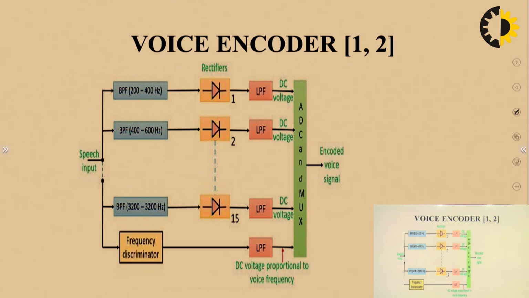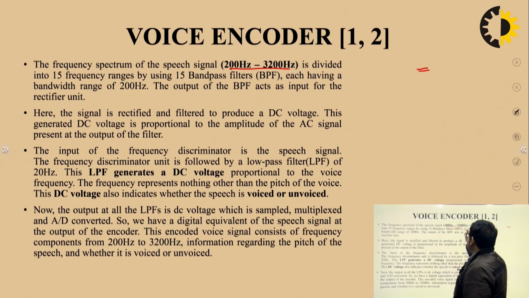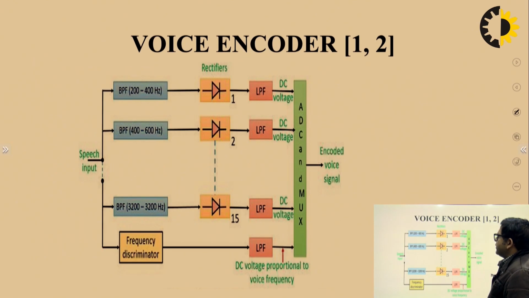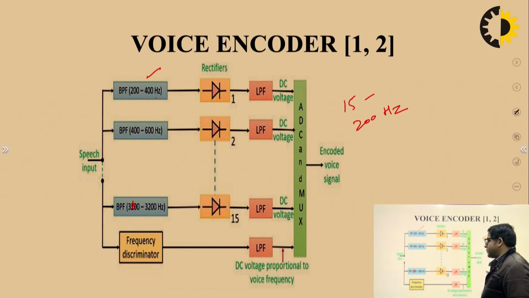Now, this is the basic block diagram of a vocoder, in which the entire human speech, which ranges from 200 Hz to 3200 Hz, is divided into 15 frequency bands, and each frequency band has a bandwidth of 200 Hz. As we have demonstrated here, in the first channel the frequency range is 200 to 400 Hz, second channel 400 to 600 Hz, and 15th channel 3000 to 3200 Hz.